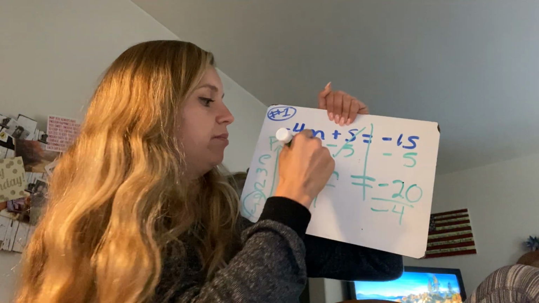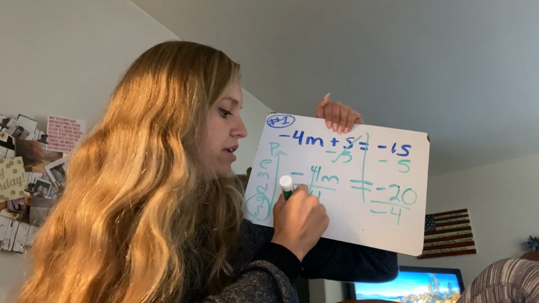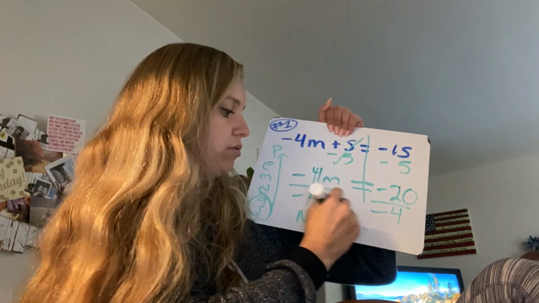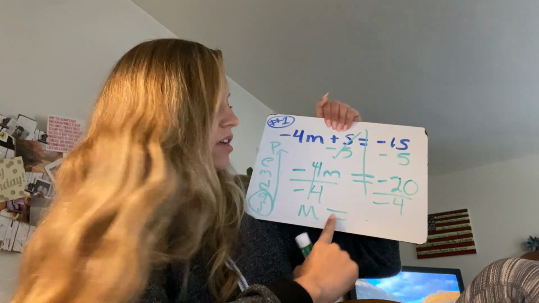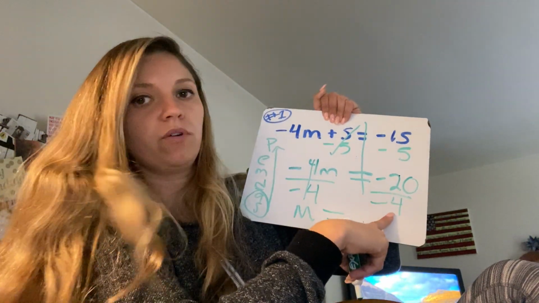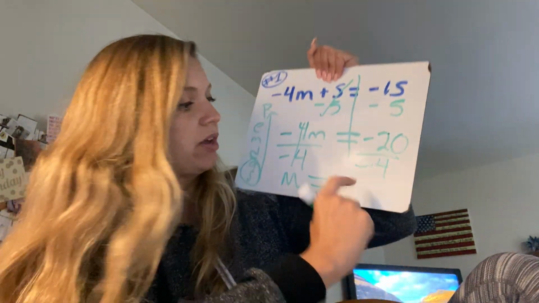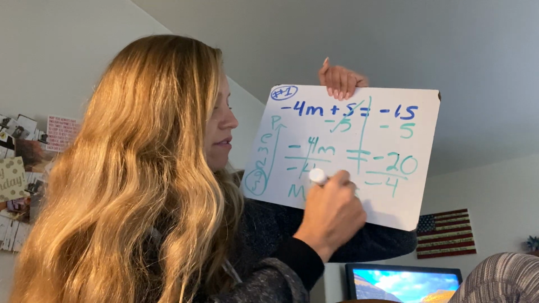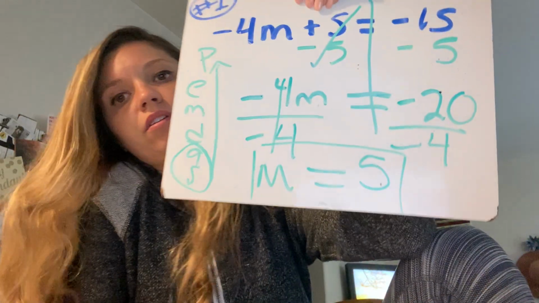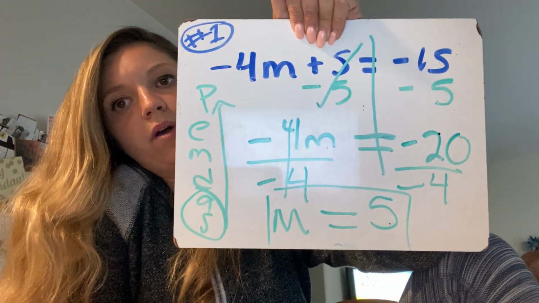The side with the variable, this cancels. I'm going to bring down now m. Bring down my equal sign. I'll just bring it right here. And then negative 20 divided by negative 4. A negative divided by a negative is a positive. And it is positive 5. Okay? That's what you should have gotten for number 1.